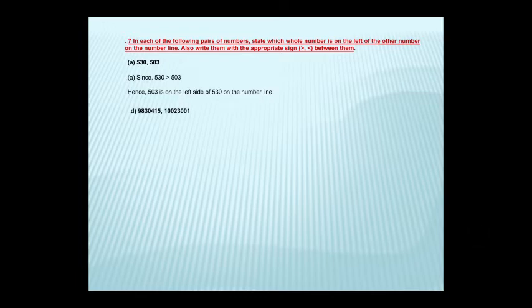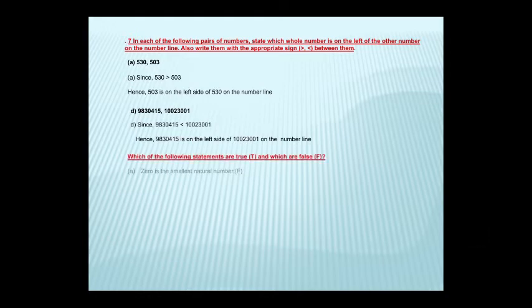Here you can see 98,30,415 and 1,23,001. So it will be decided by the periods only. For example, the first is in the crore period and the second number is in the lakh period. The crore period is always greater than the lakh. So you can write, since 98,30,415 is greater than 1,23,001, hence 1,23,001 is on the left side of 98,30,415 on the number line.